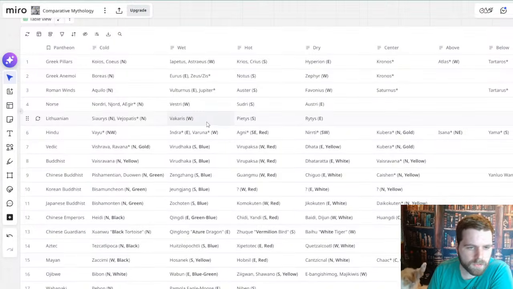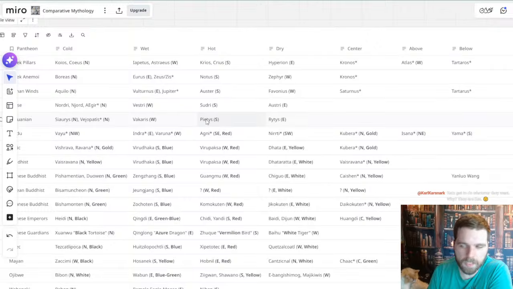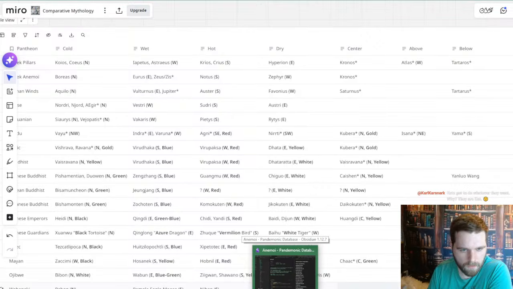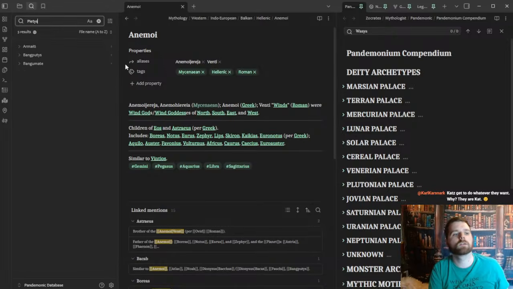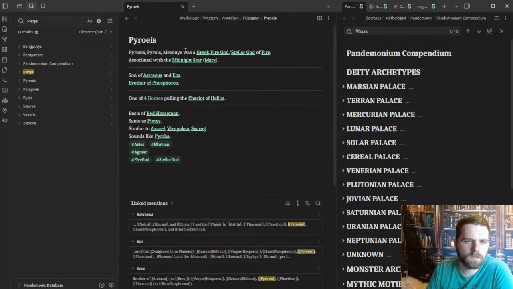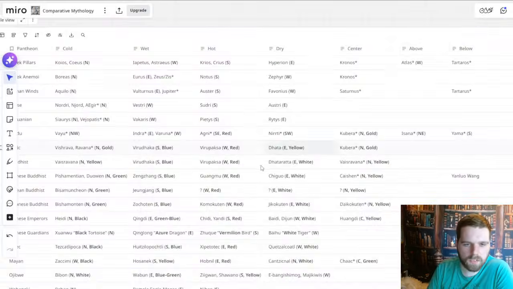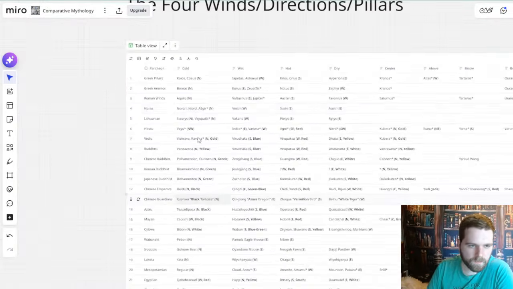Then we have Vakarus, which is the west, again, Vak. And then Pietis, I don't know if I even put it in here, but there's a Greek similar one. Let me look at my database. I think Pyrois. Yeah, he's a Greek fire god of Mars. He's like a planetary deity. And so there's a lot of correlation between planetary deities and the directions. That is a layer here that I might need to add to this for the sake of memory.